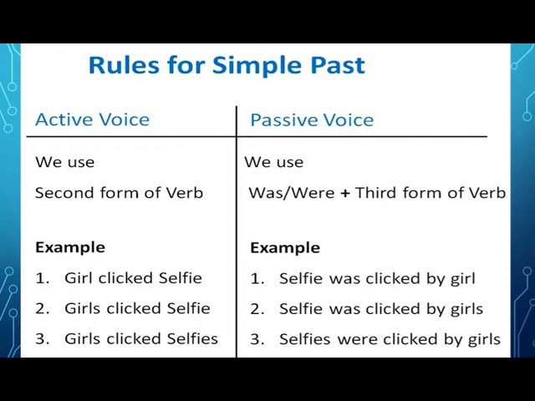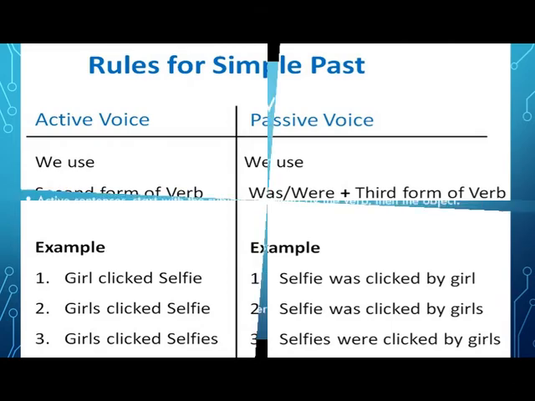Girls clicked selfie. Selfie was clicked by girls. Girls clicked selfies. Selfies were clicked by girls. Can you see? By changing the plural and the singular version of this, selfies and girls, it changed the whole sentence. So you've got to change the whole sentence to accommodate the active and passive voice.